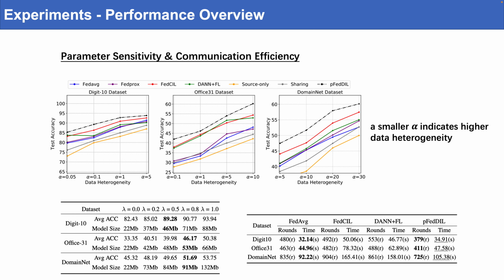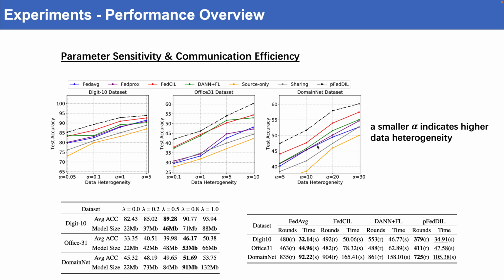Then, we conduct experiments to evaluate the parameter sensitivity and communication efficiency. As shown in this figure, all methods achieve an improvement in test accuracy with a decline in data heterogeneity, and PFAD-DIL consistently achieves a leading improvement in performance with different levels of data heterogeneity.